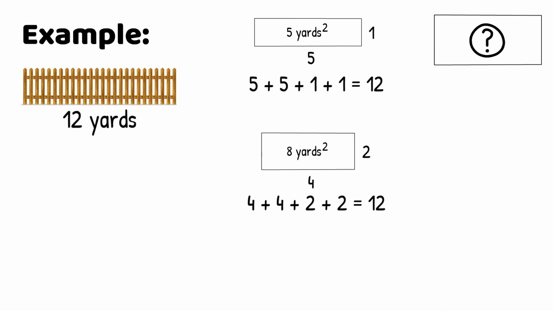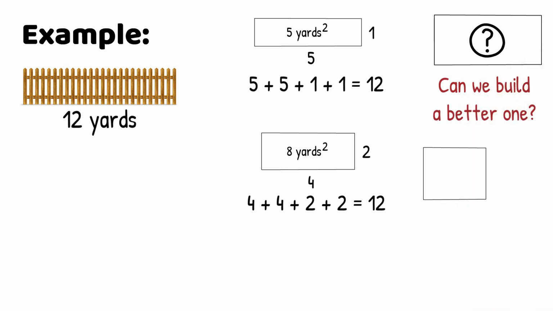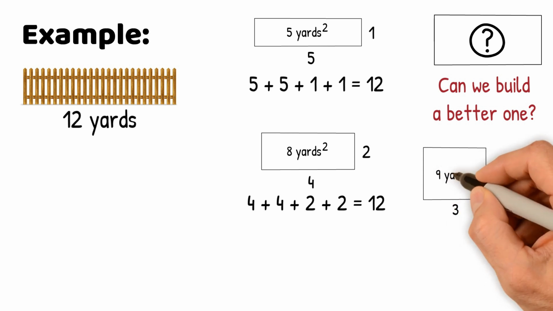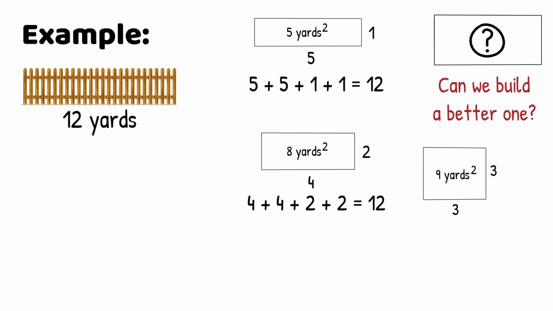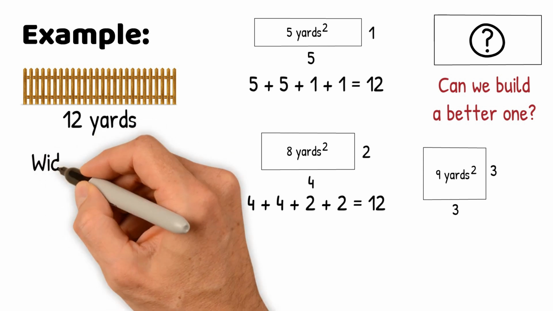This is an improvement, but is it the optimal such fence? Can we build a better one? How about a square fence, where each side is 3 yards? Then such a fence will have 9 square yards of area. Even better. It turns out that a square fence is the best possible fence. But how do we get this? Well, let's look at it as an equation.